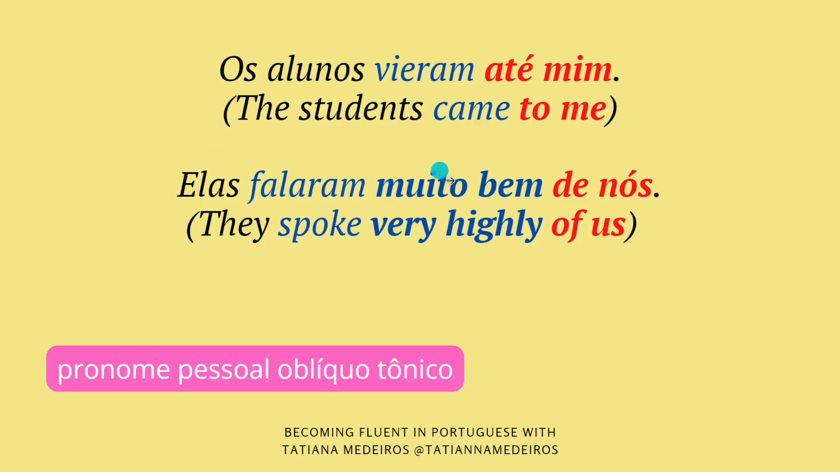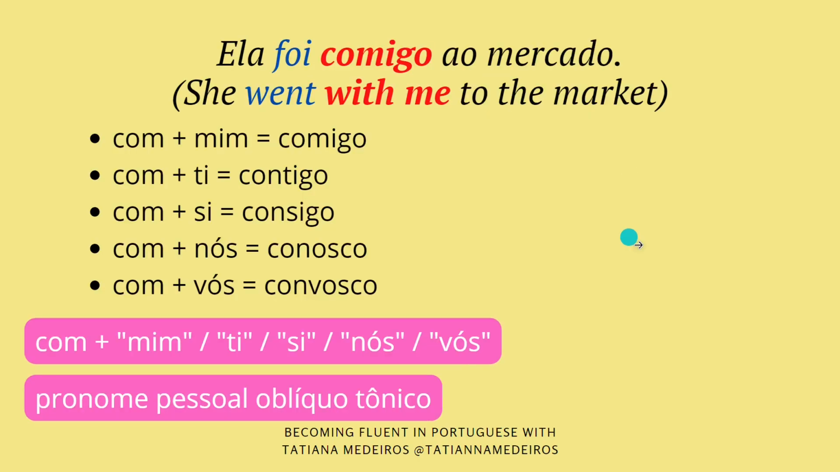Elas falaram muito bem de nós. They spoke very highly of us. De is a preposition. In English, we have of. Nós and us, the pronoun. So in those cases, we need preposition. And here we have some situations where the preposition and the pronoun mix and they become only one word.